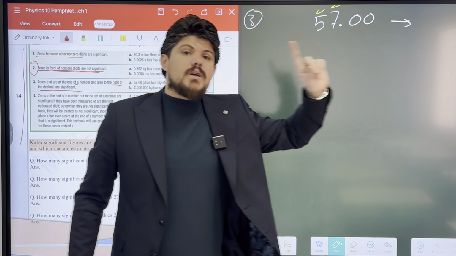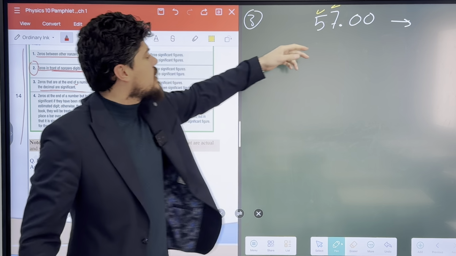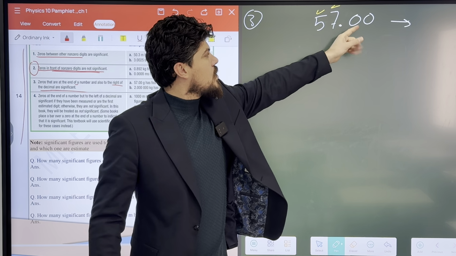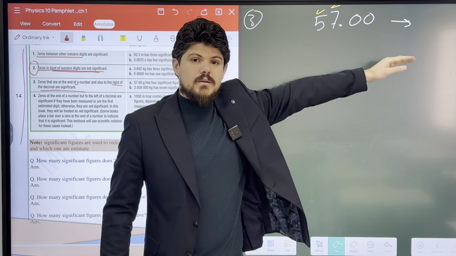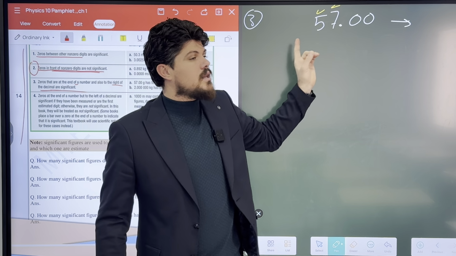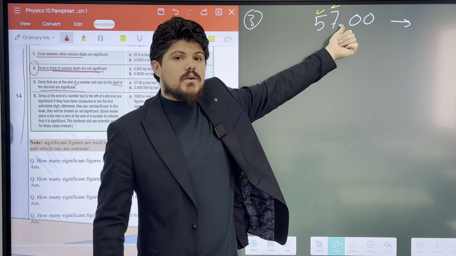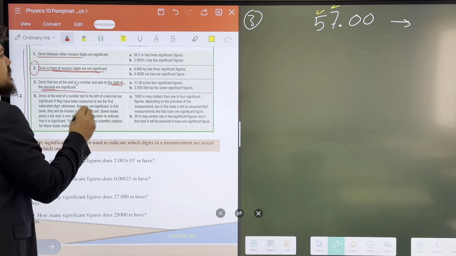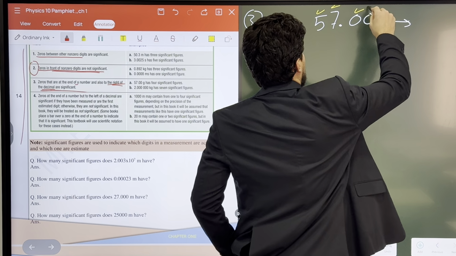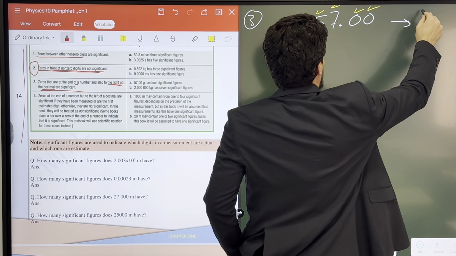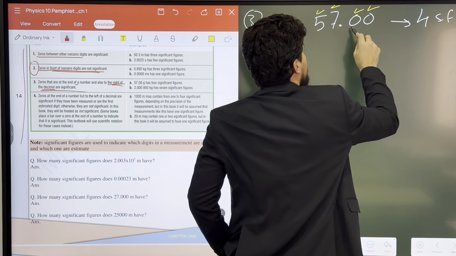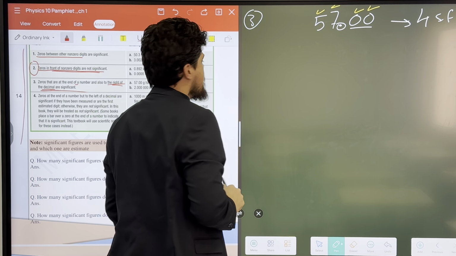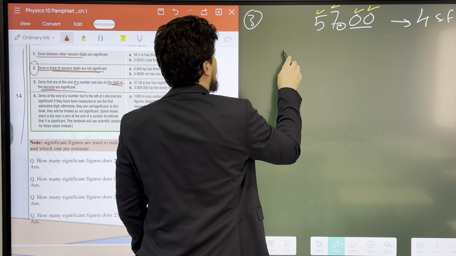Zeros located at the end of the number, to the right of the decimal, are significant? Yes. Are these zeros located in the front of or behind the numbers? Behind the numbers. Okay? If the zeros are located behind the numbers, to the right of the decimal, they are considered significant figures. How many significant figures do we have? We have 4 significant figures. The zeros after the decimal at the end of the number are considered significant? Yes. Okay.